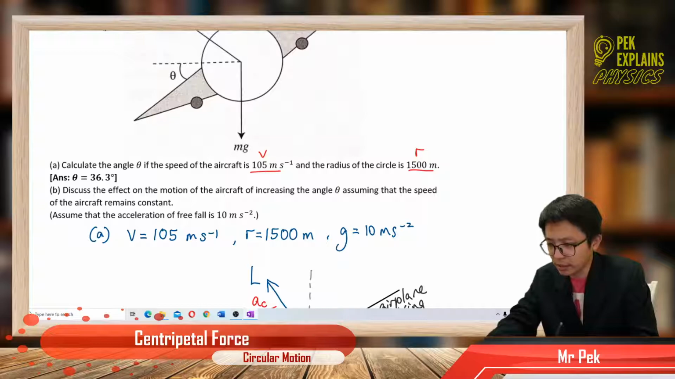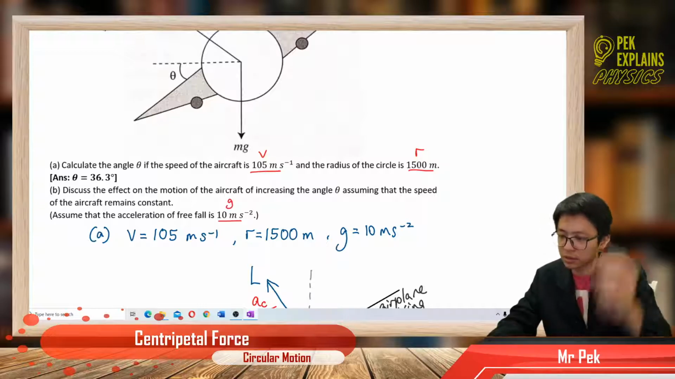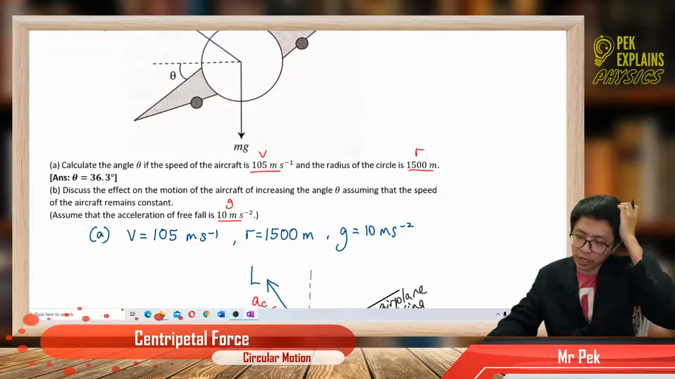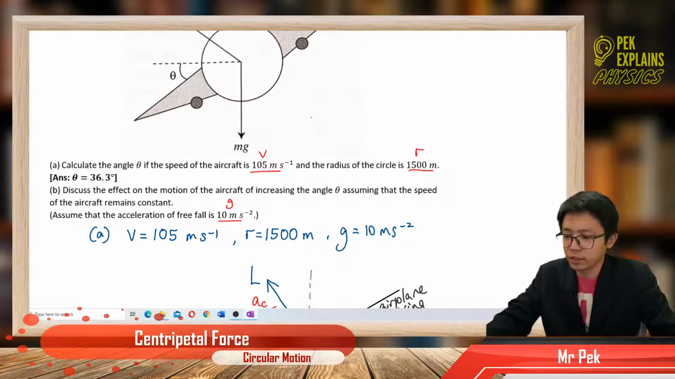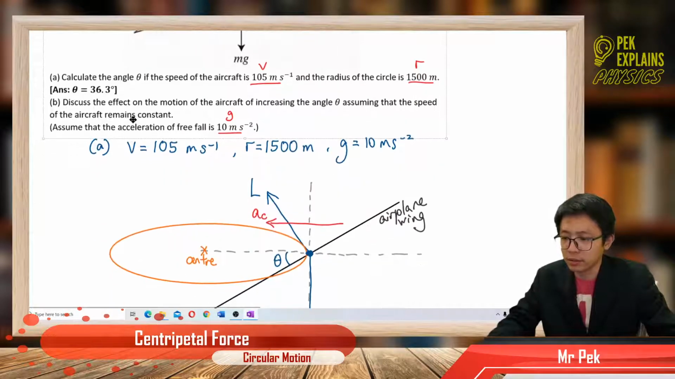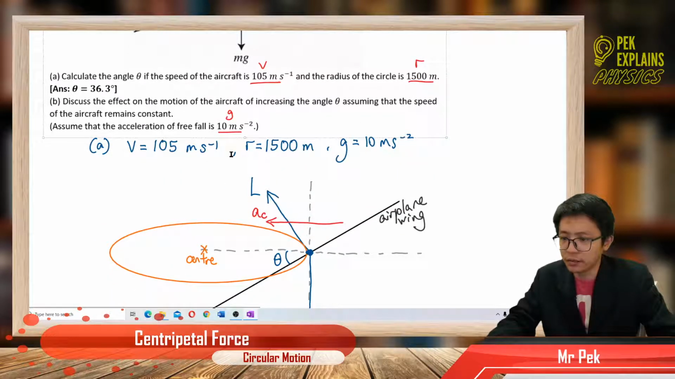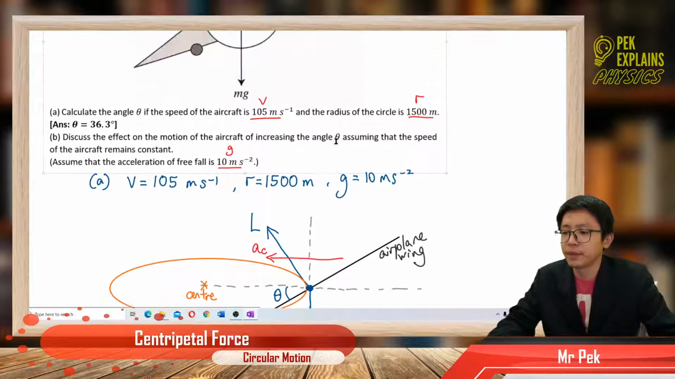And another thing is, assume the acceleration of free fall is 10. So this is the g. The g value cannot use 9.81, you must use 10, so be careful. They ask us to find the theta. Okay, so these are the information: v, r, radius, and g value.